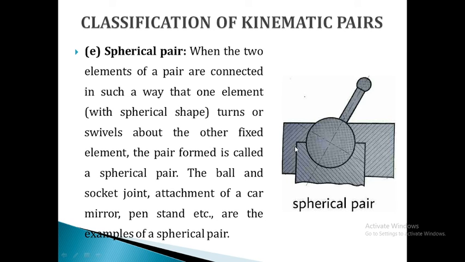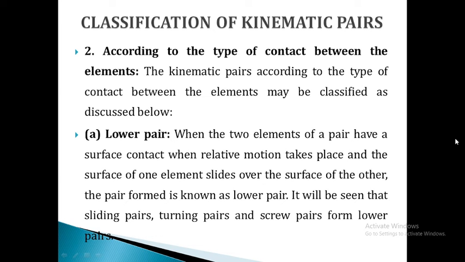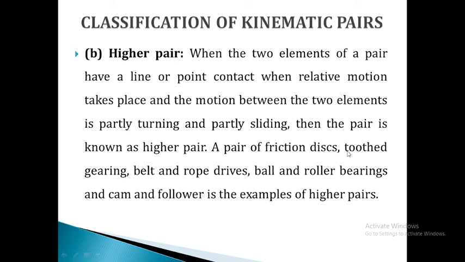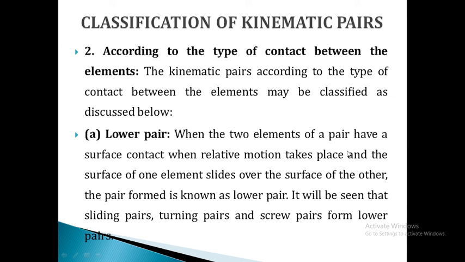Okay, now the second type of classification is according to the type of contact between the elements. How one link is connected with another link, how one link is in contact with the other link, we can classify the kinematic pairs in two types. First is lower pair and the second is higher pair. Okay, lower pair and higher pair.